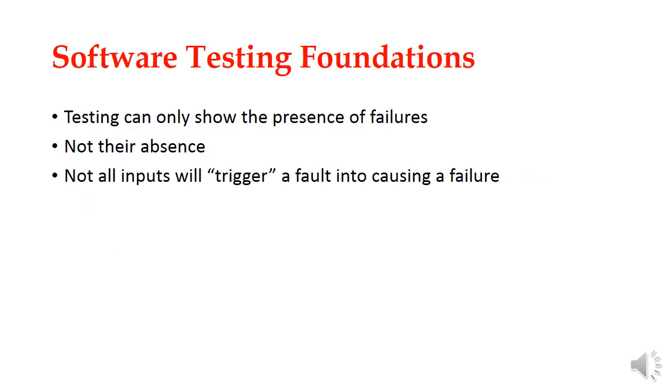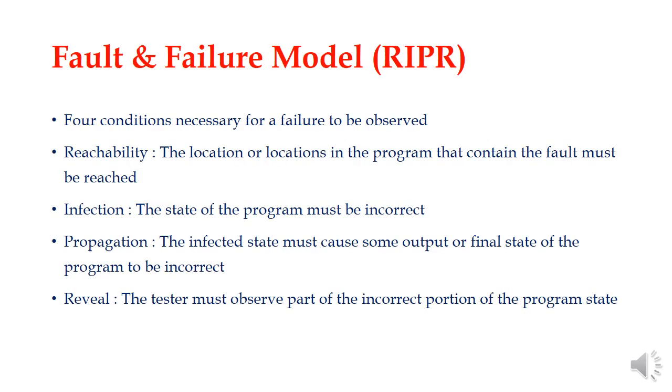So software testing foundation: testing can only show the presence of failures, not their absence. Not all inputs will trigger a fault into causing failure. So the fault and failure model RIPR: four conditions are necessary for a failure to be observed: reachability, infection, propagation and reveal. That's why it's called RIPR.